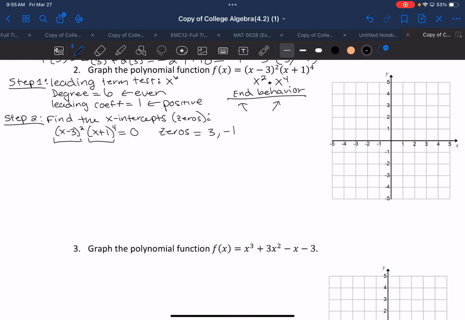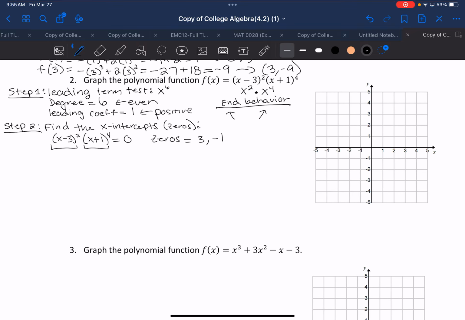Yep, just flip the signs. Because if you plugged in 3 in the left one, 3 minus 3 is 0. And if I plugged in negative 1 into the second one, negative 1 plus 1 is 0. So I can go ahead and plot these points, these x-intercepts, on my graph. So positive 3 would be right here. Negative 1 would be right here.